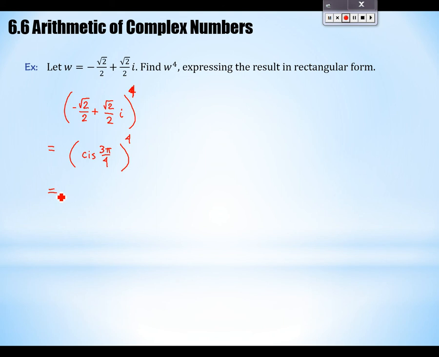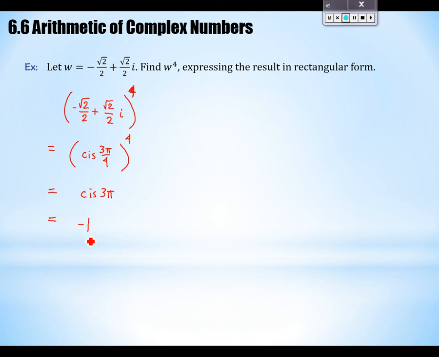You had 3 pi over 4. So it's just cis 3 pi. So what is this? This is a number that is 1 unit away from the origin in the 3 pi direction. So what is that? AKA the pi direction. So what number are we talking about? 1 unit away in the complex plane from the origin in the pi direction. What number is it? -1.